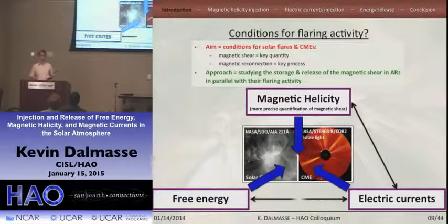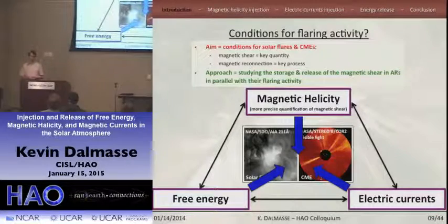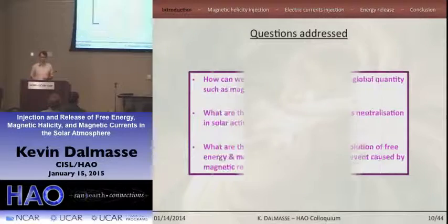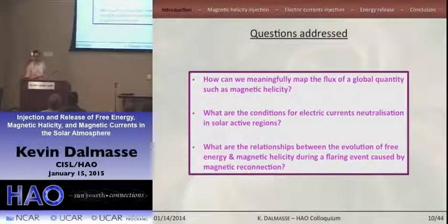And so these are three coupled quantities that I used to address three specific questions that I will develop in the next section of this talk, and which were: how can we meaningfully map the flux of a global quantity such as magnetic helicity? What are the conditions for the neutralization of electric currents in active regions? And what are the relationships between the evolution of free energy and magnetic helicity during a flaring event caused by magnetic reconnection?